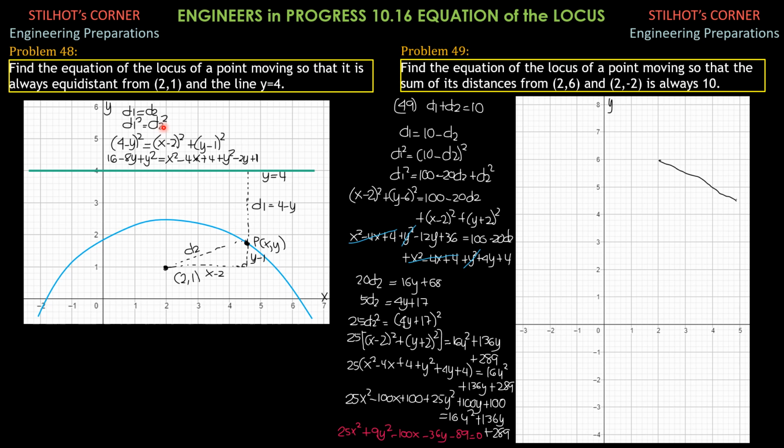equals distance 2 squared. Distance 1 is 4 minus y, so (4 minus y) squared equals distance 2 squared. The distance between these 2 points is (x minus 2) squared plus (y minus 1) squared. Expanding, we have 4 squared, 16, twice the product, negative 8y, square of negative y, y squared. Square of x, x squared, twice the product, negative 4x, square of negative 2, 4, square of y, y squared, then twice the product, negative 2y, then negative 1 squared is 1.